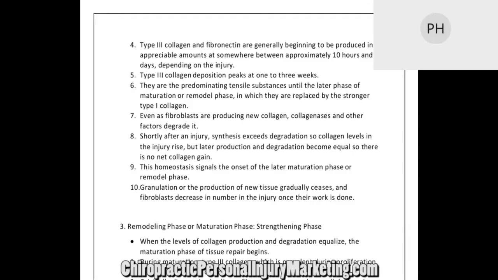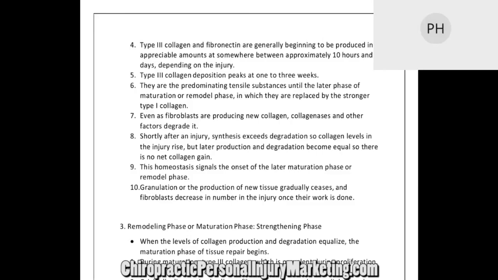Even as fibroblasts are producing new collagen, collagenases and other factors degrade it. Shortly after an injury, synthesis exceeds degradation, so collagen levels in the injury rise, but later production and degradation become equal, so there's no net collagen gain.